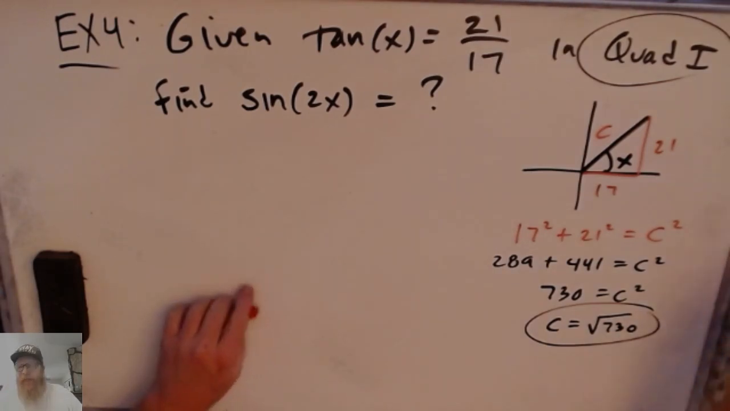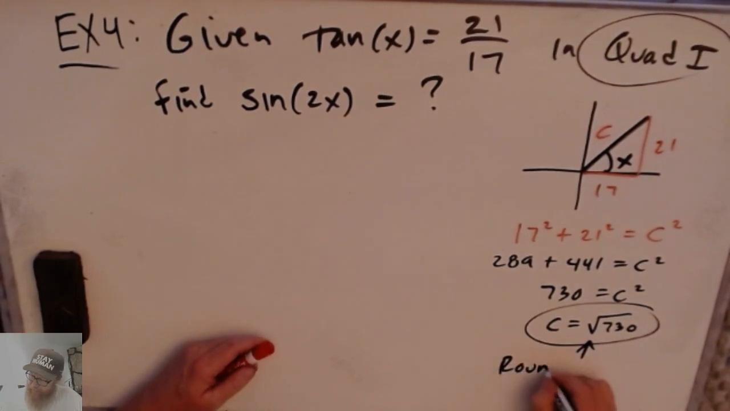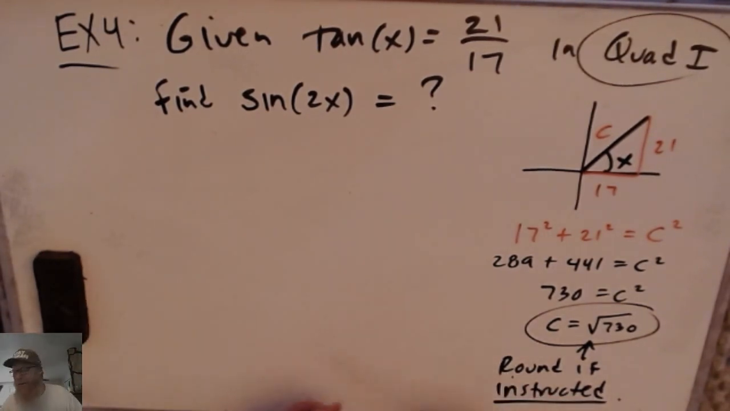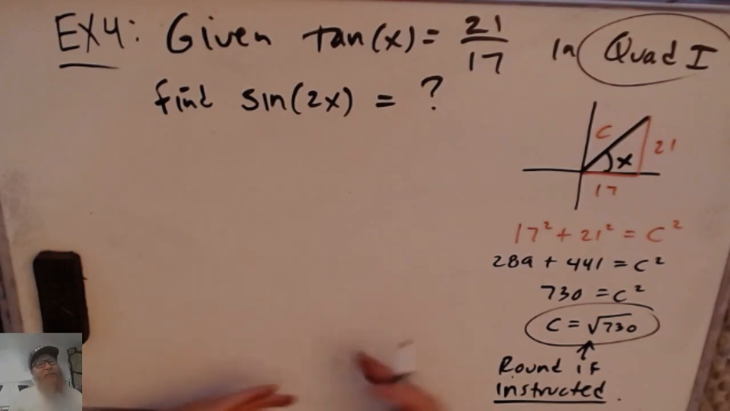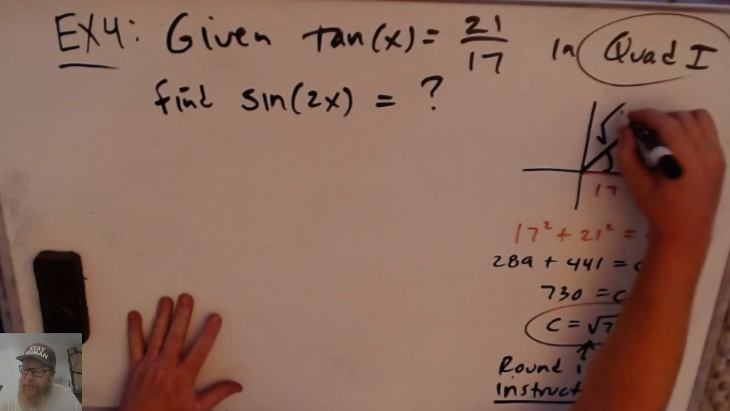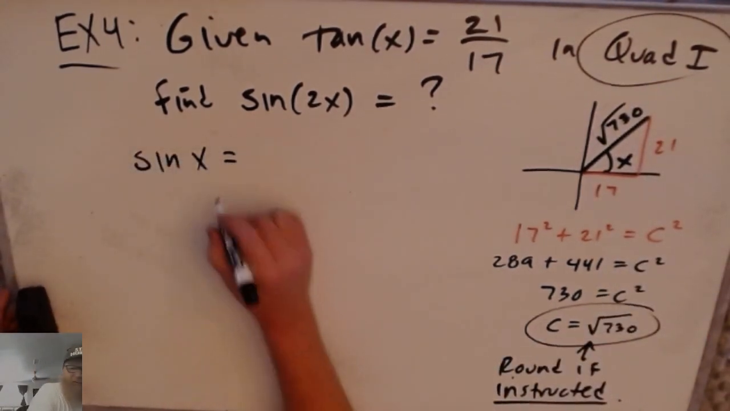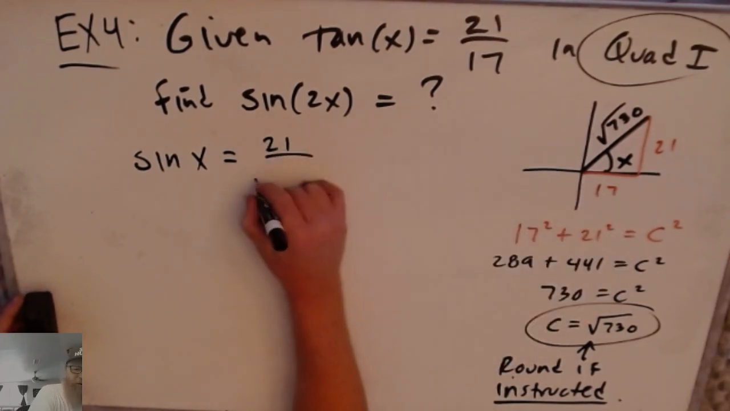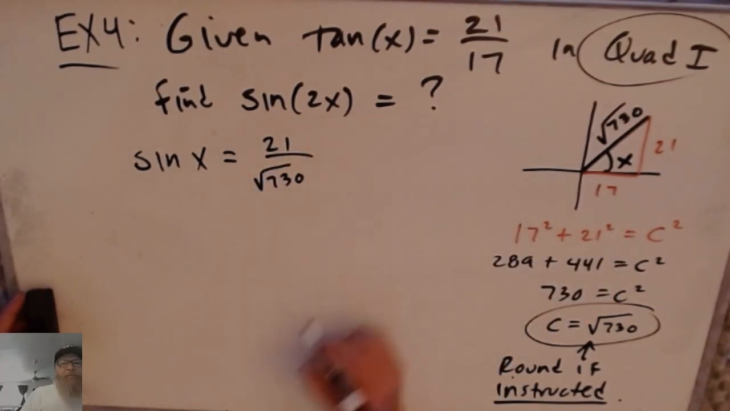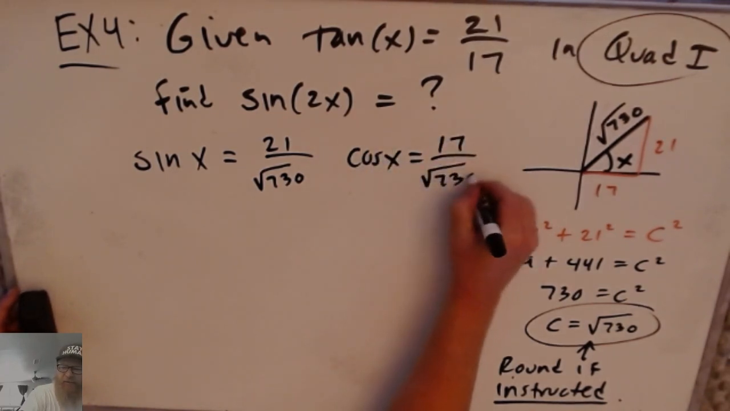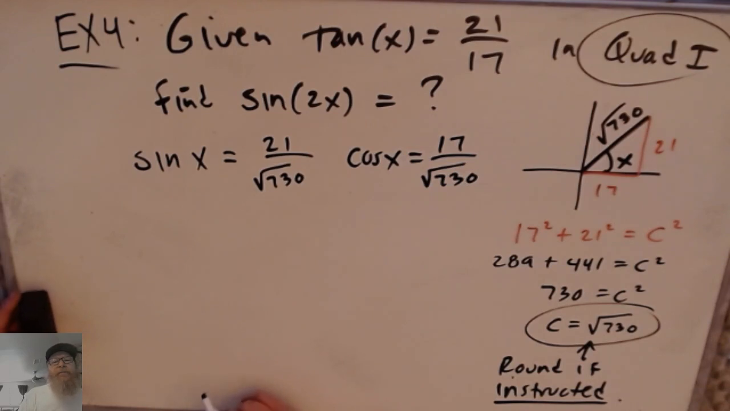You can round if necessary, or if instructed, I should say. If the instructions make it necessary that you round. Maybe I'll round at the end just to be safe. Okay, so now I've got my hypotenuse, square root of 730. So now I know that sine x is 21 over the square root of 730, and cosine of x is 17 over the square root of 730.